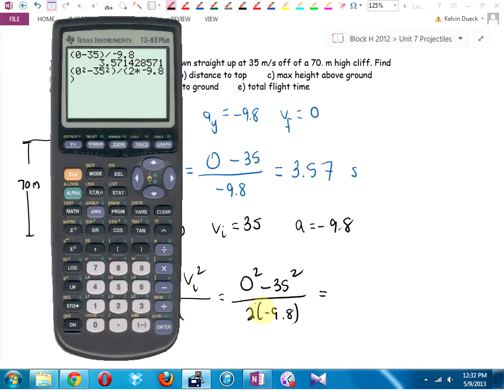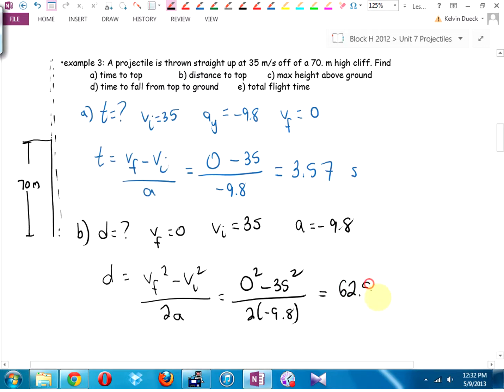What do you get? Chris, what'd you get? Even? Oh yeah, holy smoke, that's a fluke. Usually that means Mr. Kamosi made this question up to make it work out evenly. Actually, I made this question up and I just fluked into a nice answer. 62.5 meters.